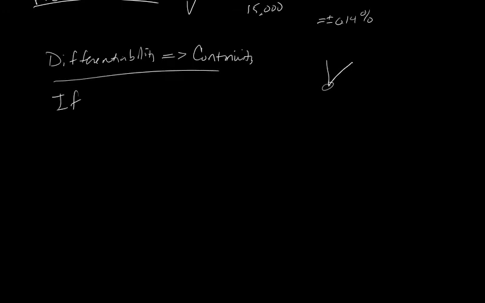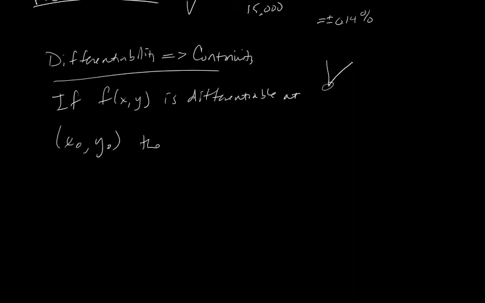So if a function, f of xy, is differentiable at the point x naught, y naught, then it is continuous at x naught, y naught. So if we know something is differentiable, we know it's continuous at those points.